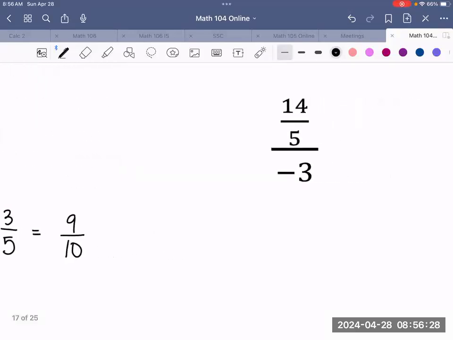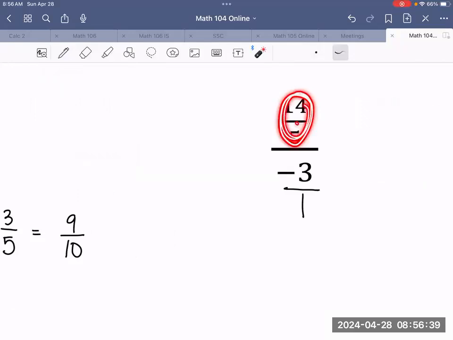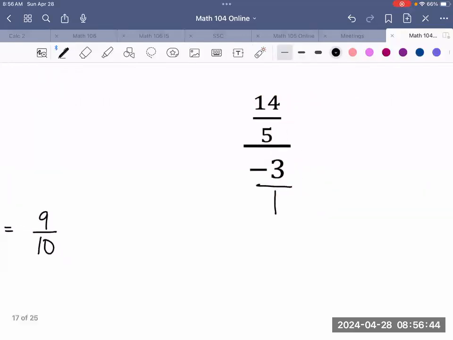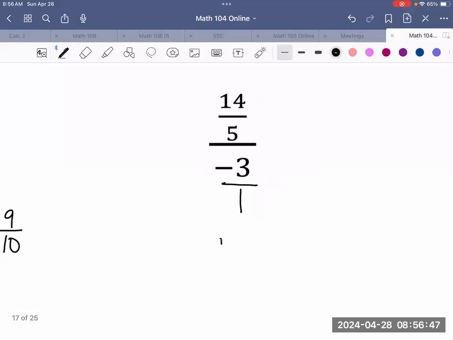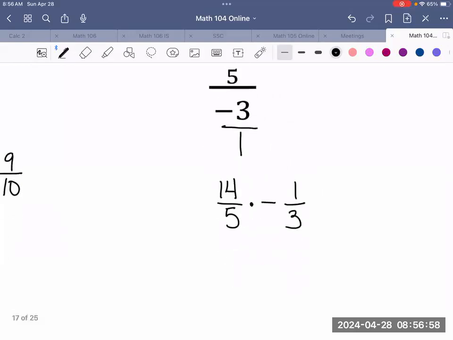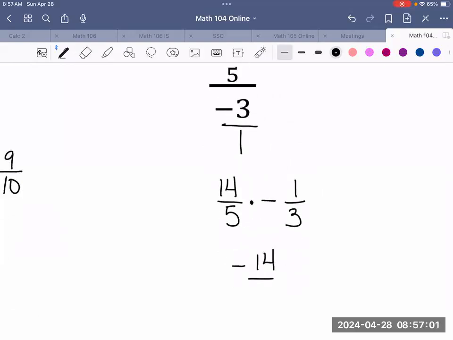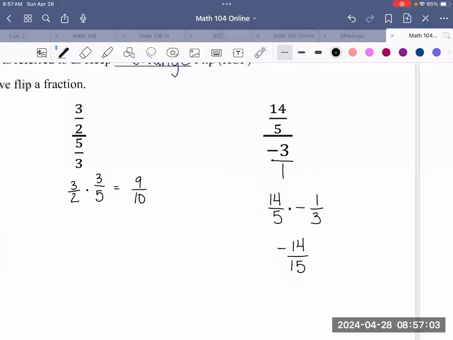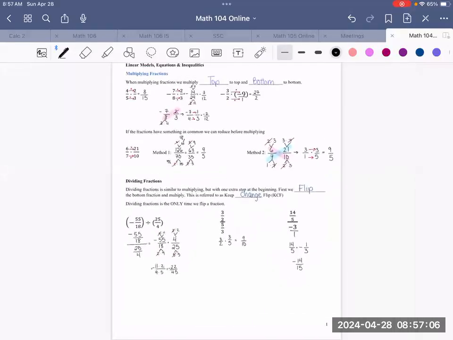Try it again. Lots of students see it as -3 over 1. That is perfectly fine. I was always taught that this is actually the numerator of the bottom value here. It really doesn't make a difference. So we're going to rewrite your top fraction. Then we're going to keep, change, flip, -1 over 3. And multiply straight across, -14 over 15. All right, so that is dividing fractions.